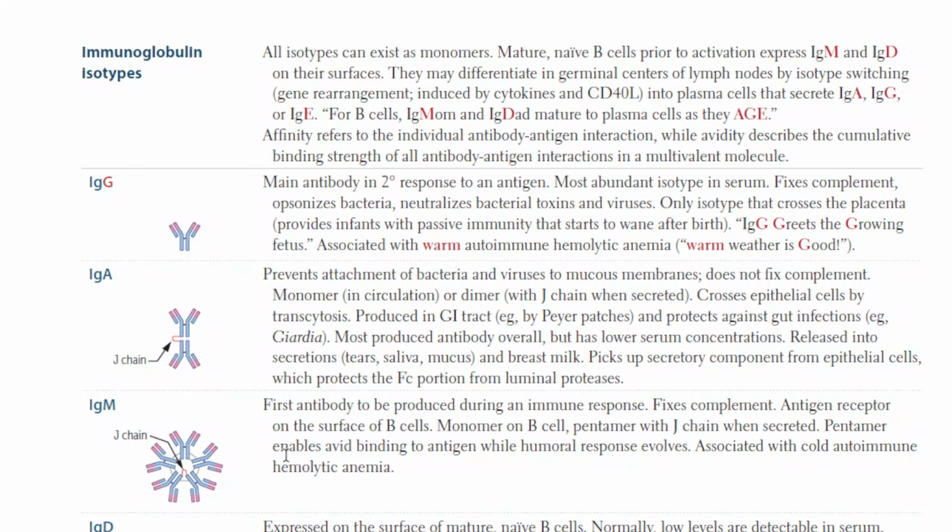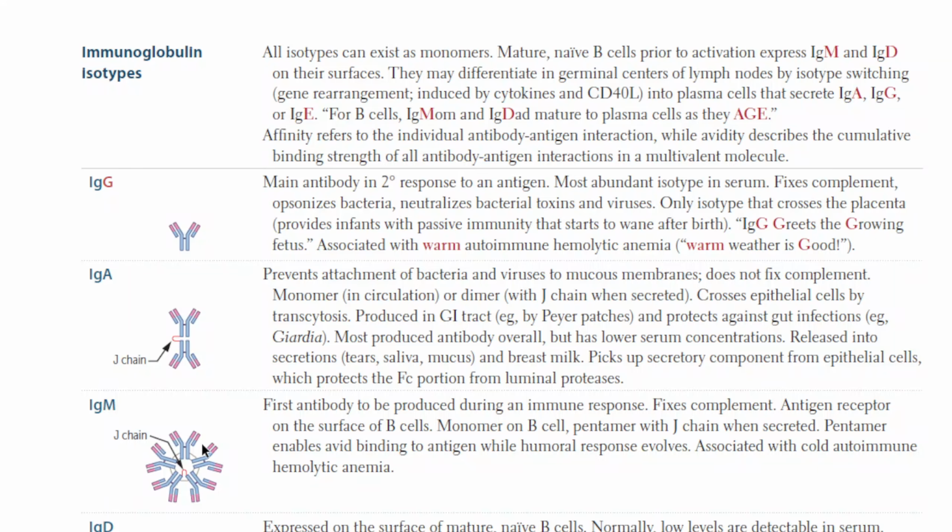Being a pentamer enables avid binding to antigen, while humoral response is involved in both. It is associated with cold immune hemolytic anemia. Remember, immunoglobulin G is warm immune hemolytic anemia. Warm. Remember, warm weather is good. So this one is associated with cold immune hemolytic anemia.